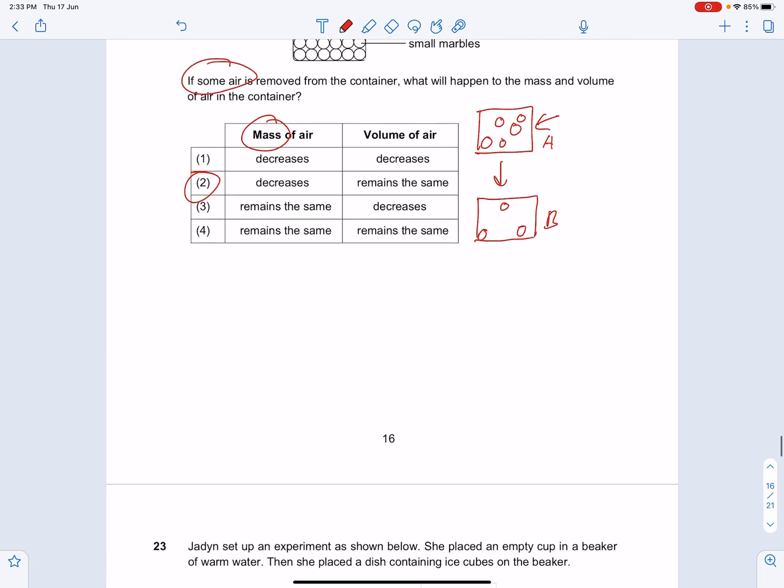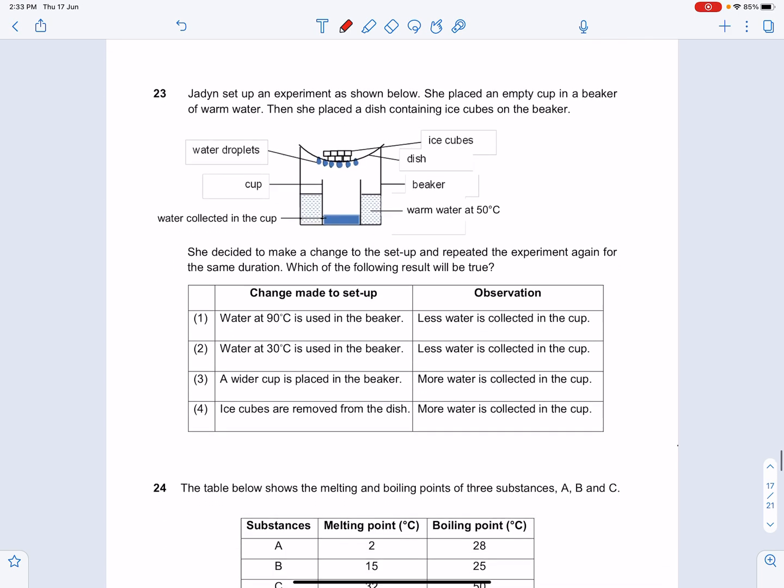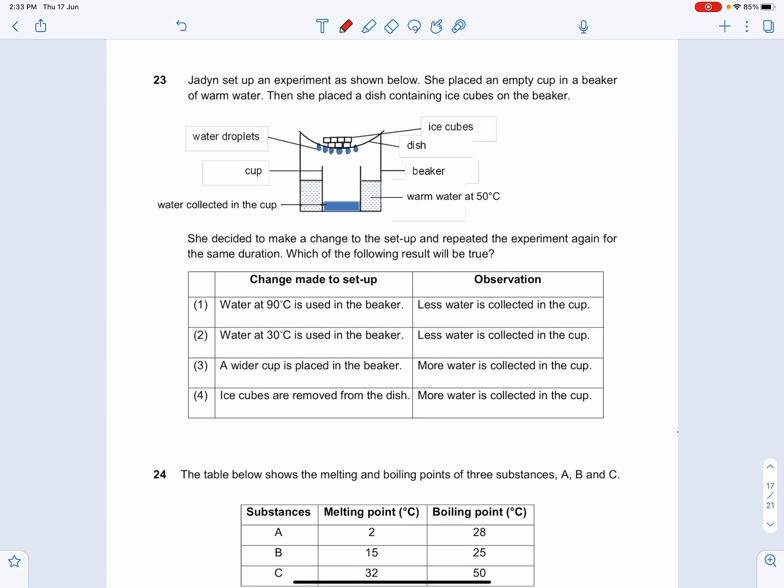All right, moving on. Right off the top, before I even look at it, this already reminds me of a question on the water cycle. Jadine set up an experiment as shown below. She placed an empty cup in a container of warm water. Then she placed a dish containing ice cubes on the beaker. She decided to make a change in the setup and repeated the experiment for the same duration. Which of the following results would be true?